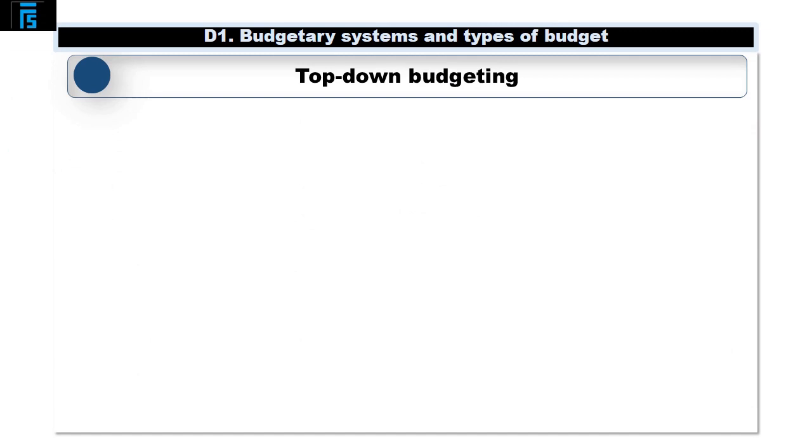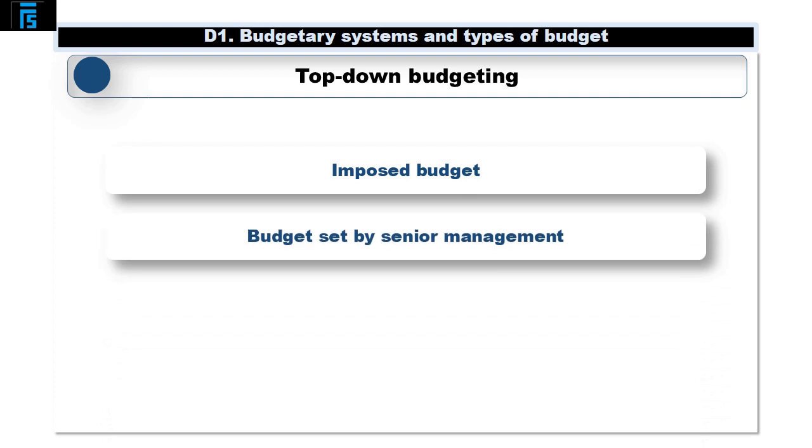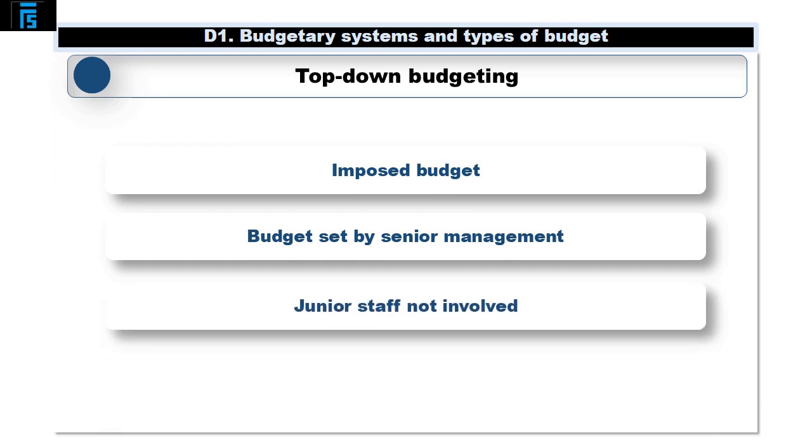Top-down budgeting. This is an imposed budget. It is set by senior management and reflects their overall corporate objectives, which then work down through the different levels of the organisation, setting appropriate targets to ensure the higher objectives are achieved. There is no opportunity for more junior staff to become involved in the budgetary process.